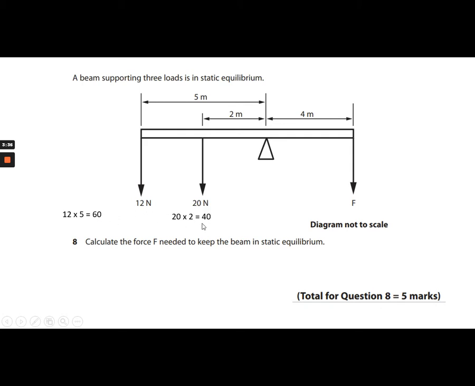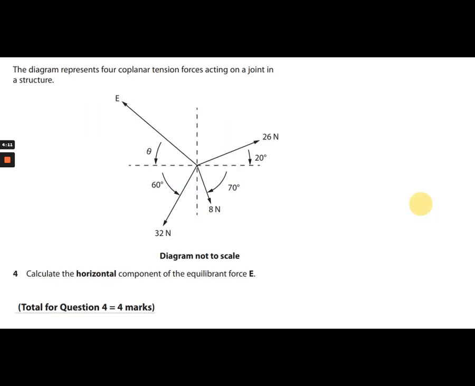So we know that the total moments on the left, or anti-clockwise, is 100 Newton meters. So the total moments on the right need to be 100 Newton meters. But moments is force times distance, which is force here, F, times distance 4. Okay, so we know that's 100 because we've added 40 to 60 on the left hand side. Simple rearrangement, divide both sides by 4, tells me that the force is 25 newtons. 5 marks for that. That was in the 2019 paper.